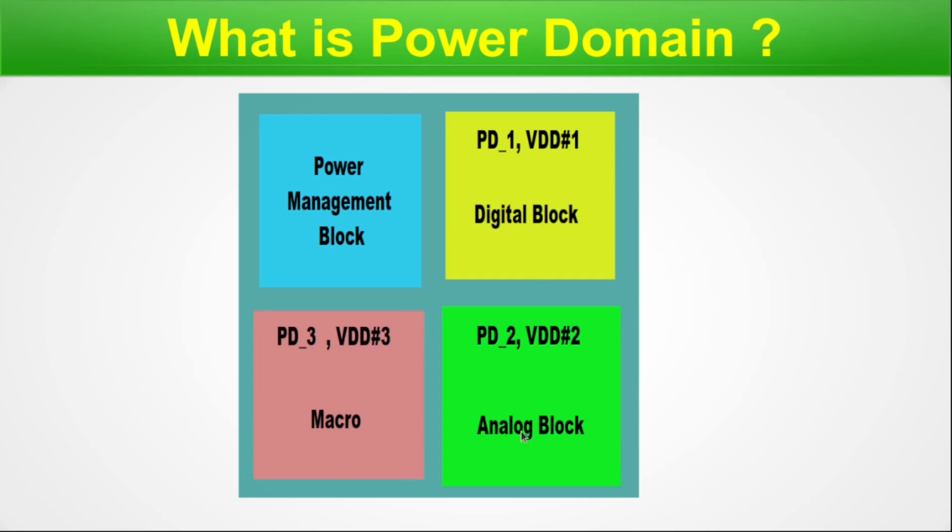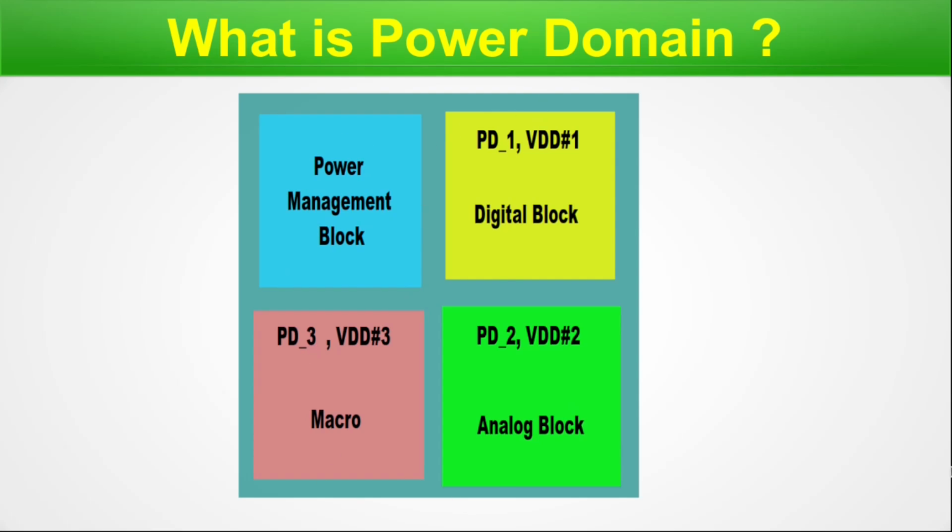So I have just given a minimalistic diagram here. There could be many other variations, so I am not going in that direction. It's very simplistic. PD1 operates on VDD1, PD2 operates on VDD2, and PD3 operates on VDD3. And the power management block controls the up sequence, that is the turn on sequence or the turn off sequence of these blocks, and etc. And this manages the power for all these different blocks.